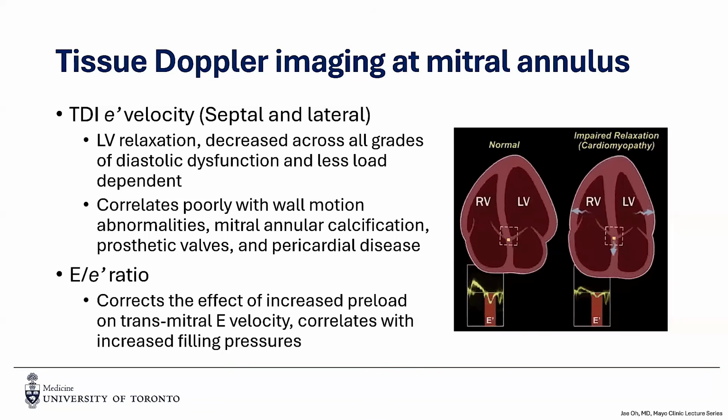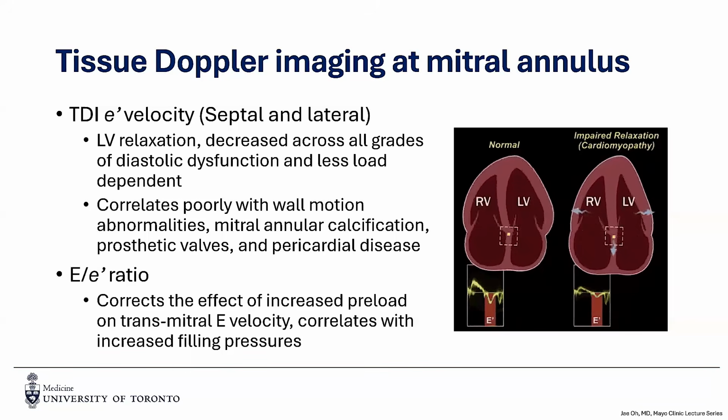Likewise, people with mitral annular calcification, prosthetic valves, or also pericardial diseases, these kinds of mitral annular pathologies actually affect the physical properties of the mitral annulus, again, such that it is not a true reflection of the overall myocardium, but instead is a result of some sort of secondary process.